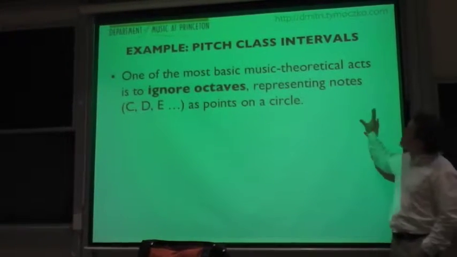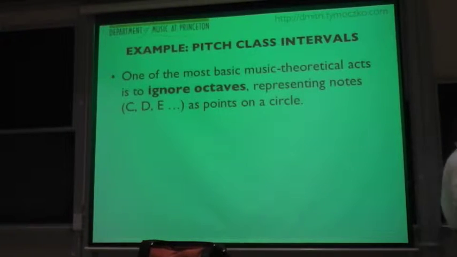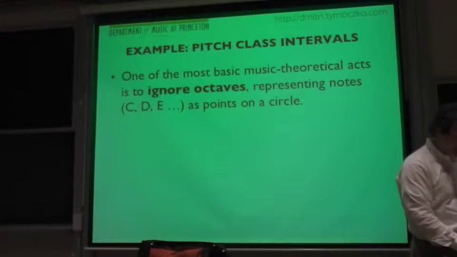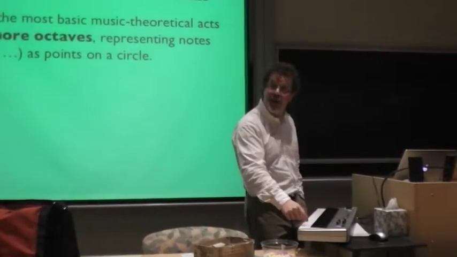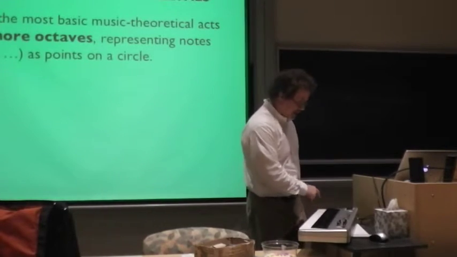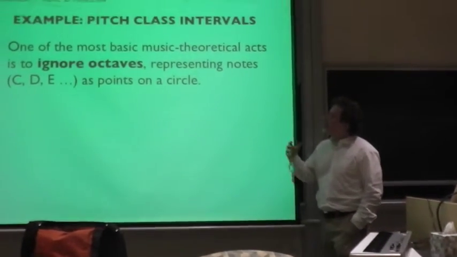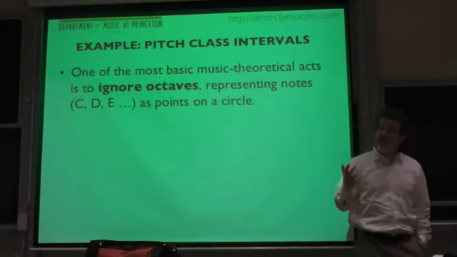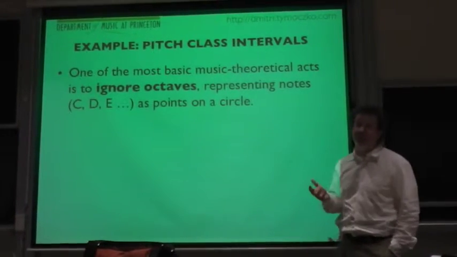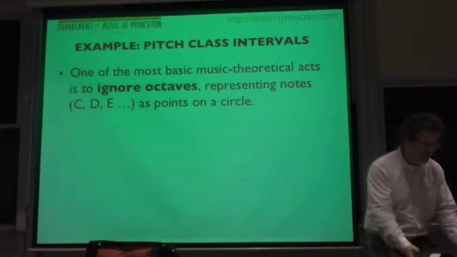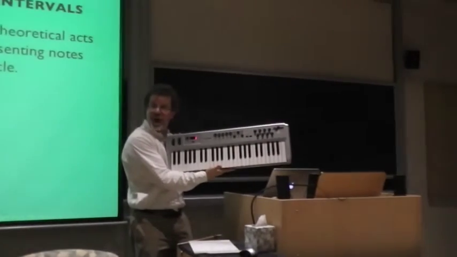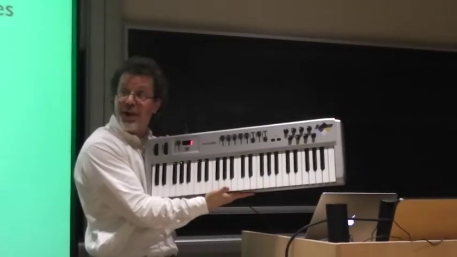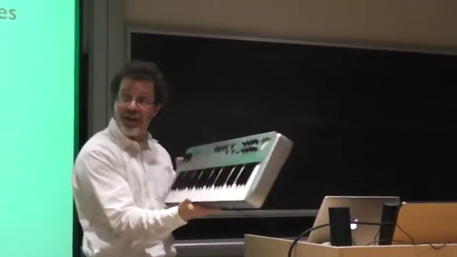One of the most basic music theoretical activities is to ignore octaves. So instead of thinking of notes as points on a piano keyboard, which is a line that goes from top to bottom, the idea is to do justice to the periodicity inherent in our perception of pitch and in the design of our musical instruments. If you look at this thing, you notice that there's a pattern, right? The black notes come in a group of 3, and then a group of 2, and then a group of 3, and then a group of 2.